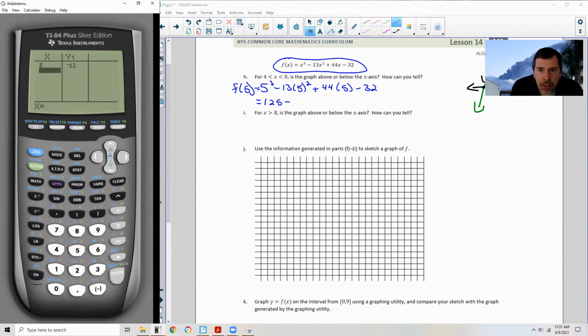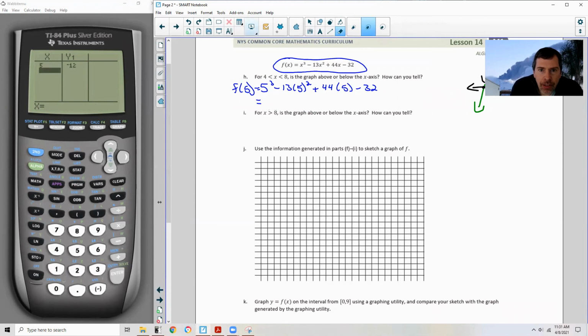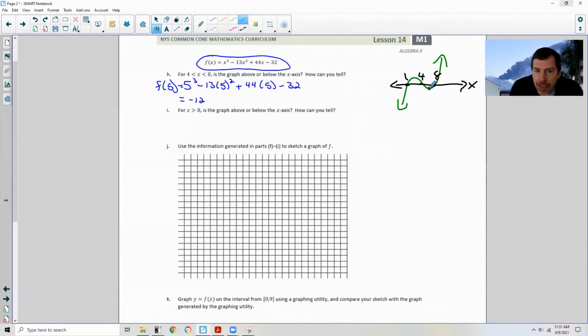And without spending all that time doing a calculation, it comes out to be negative 12. Well, what did we say it was going to be? Well, right here, we said it was going to be negative, and sure enough. And now it says for x greater than 8, is the graph above or below the x-axis? So algebraically, we would pick a value greater than 8. How about 10? We would say 10 cubed minus 13 times 10 squared plus 44 times 10 minus 32. Was that going to be positive or negative? Well, looking here, we know it's going to be over here somewhere and it's going to be positive.